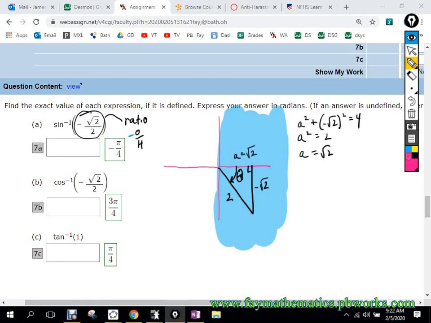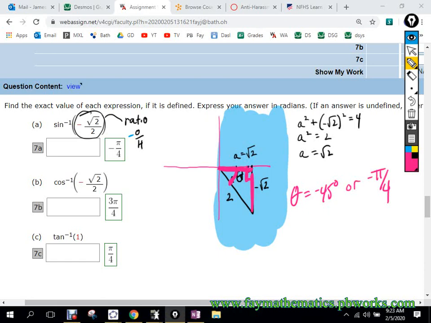Okay? So if a is radical 2, if that distance is the same as that distance, and this is a right triangle, isn't that a 45, 45, 90 right triangle? So that tells me that this theta right here is 45 degrees, right? But we're going down, we're going clockwise, so that theta is actually going to be represented as negative 45 degrees or negative pi over 4. Is that all right?